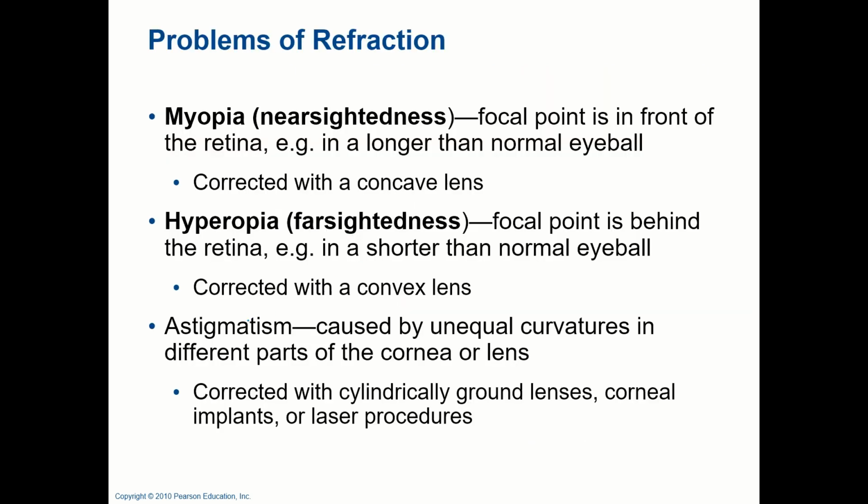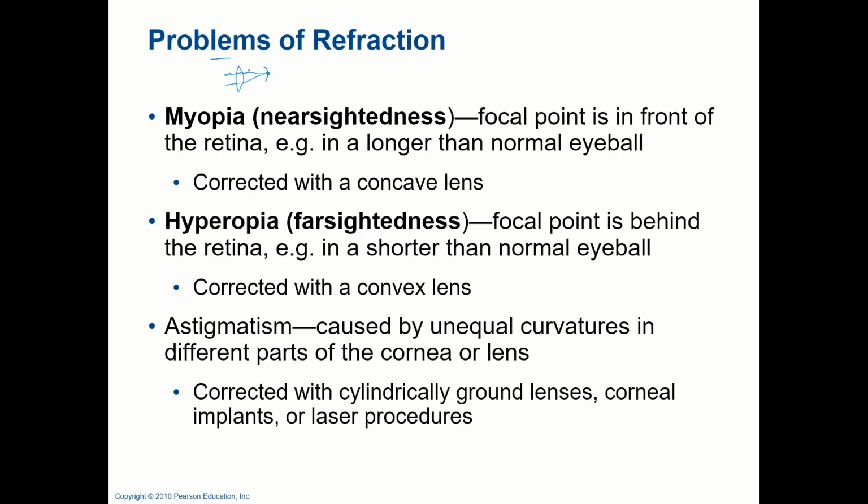Now, the refraction problems, or problems of refraction. If your lens works properly, you already know that the lens focuses the light exactly on the retina. I mentioned that, right? This is the retina. So when the light passes through the lens, it converges to focus exactly on the retina.